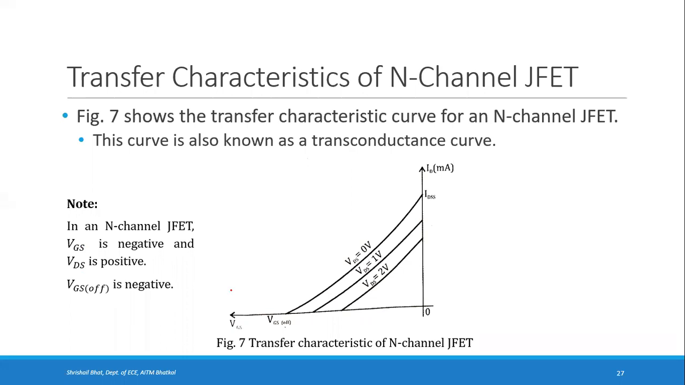So this is the transfer characteristic of an N-channel JFET. VGS is negative, so we have shown it in the negative direction. As you increase the magnitude of VGS, the drain current will decrease. This we have seen in the principle of operation. The drain current will decrease and at a certain point it will become 0. The value of VGS when the drain current becomes 0 is called VGS off.